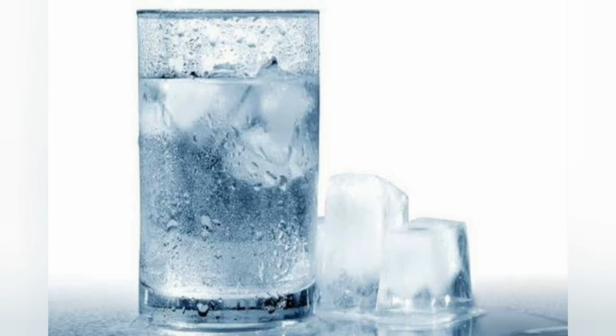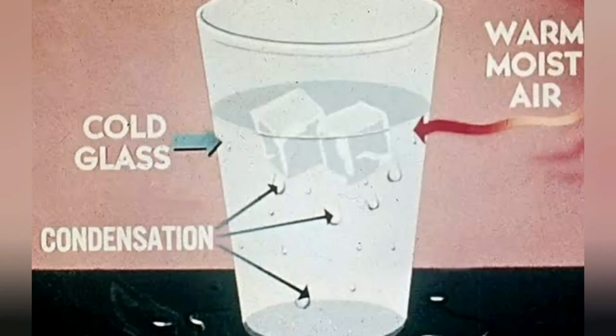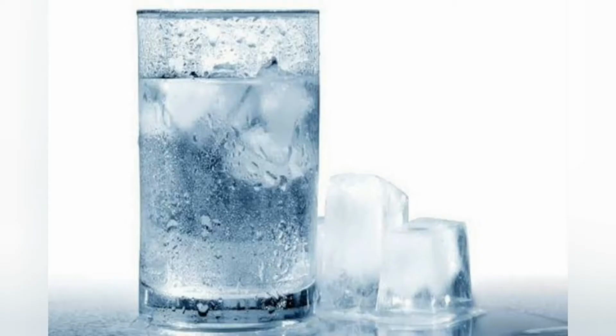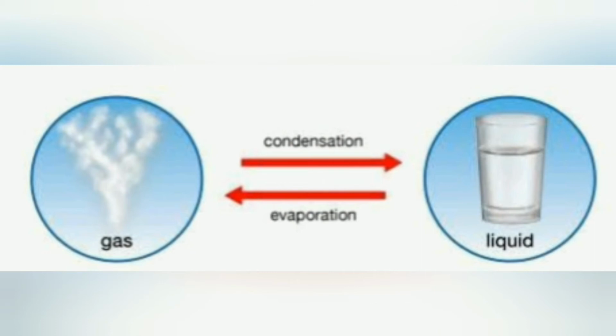How does it happen? We know that air contains water vapor. When water vapor in the air hits the cold surface of the glass, it changes into water so that the water droplets are formed. Condensation is just opposite of evaporation.